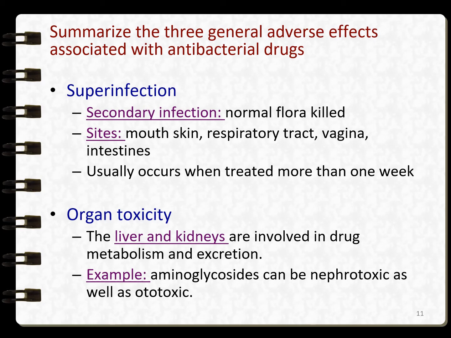We want to summarize the 3 general adverse effects associated with antibacterial drugs. If they have a superinfection, it's a secondary infection, so the normal flora is killed, and the sites would be the mouth, skin, respiratory tract, vagina, and intestines. It usually occurs when treated more than 1 week. Organ toxicity: the liver and the kidneys are involved in drug metabolism and excretion. So an example, aminoglycosides can be nephrotoxic as well as ototoxic.